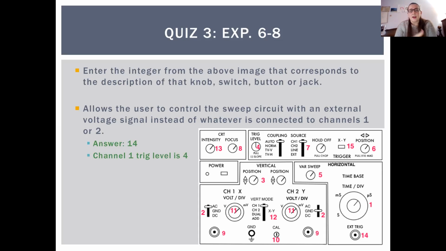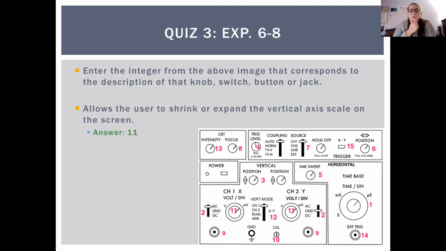And since we're dealing with an external voltage signal, that means we're going to use the external trig knob. So number 14. The channel 1 and channel 2 are connected to knob number 4, the trig level. So that's why the correct answer was not number 4, because the question specifically says the one that deals with an external voltage signal, and that's number 14.